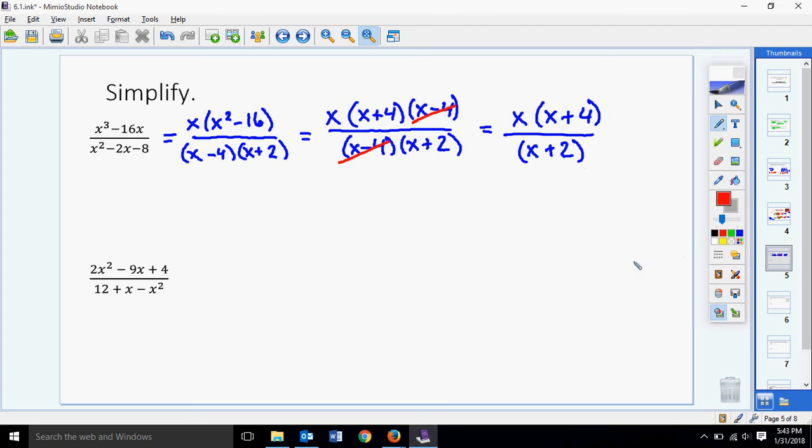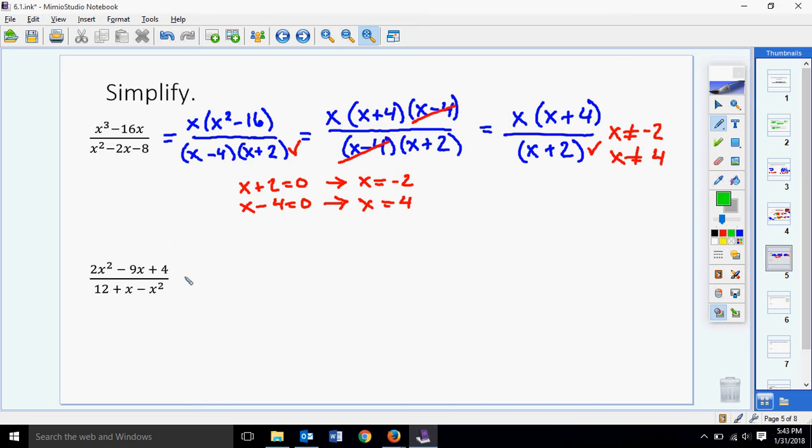Now, restrictions on the domain. We can't have our denominator equal 0, so I need to find out when x plus 2 equals 0. x equals negative 2. So x cannot equal negative 2. Also, look at the original. We have an x minus 4 in the denominator, so I need to check when x minus 4 equals 0. x equals positive 4. So x cannot equal negative 2, and it cannot equal 4. Notice how I checked the original and the factored.